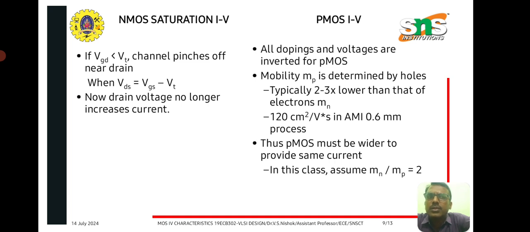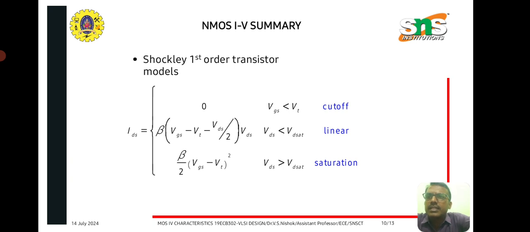Up to now we have seen the NMOS structure. So for the PMOS structure, what are the IV characteristics? That is nothing but all the doping and voltages are inverted, that is, the polarities are reversed, that's all. The same characteristics are followed by the PMOS. So here is the summary of the first order transistor model. The ideal IV characteristics of a MOSFET are otherwise called the first order transistor model.